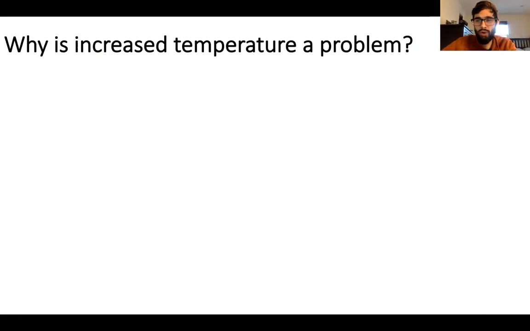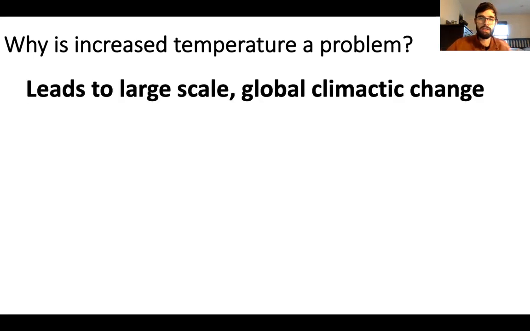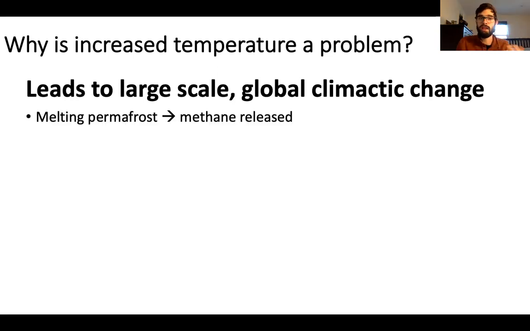Excuse me. So why is increased temperature a problem? This should be pretty straightforward, but let me give you some of the many reasons why increased temperature is a problem. First of all, it's going to lead to that large-scale global climate change. What does that look like? Well, you might melt permafrost, which is permanently frozen soil in high latitude areas near the poles. Methane is often trapped in that soil as a gas, but because it's frozen, it's trapped in the soil. If you start melting that permafrost, methane is going to get released, which is only going to exacerbate climate change.